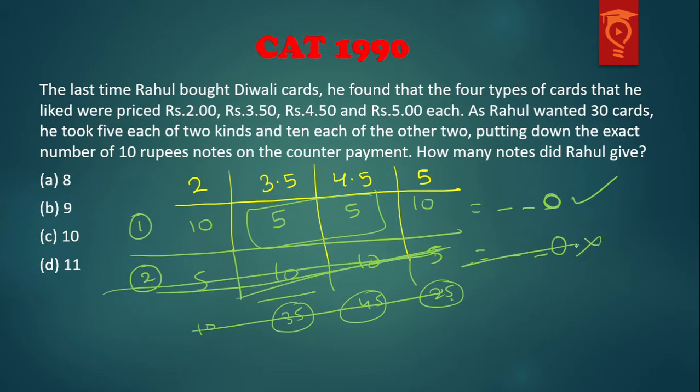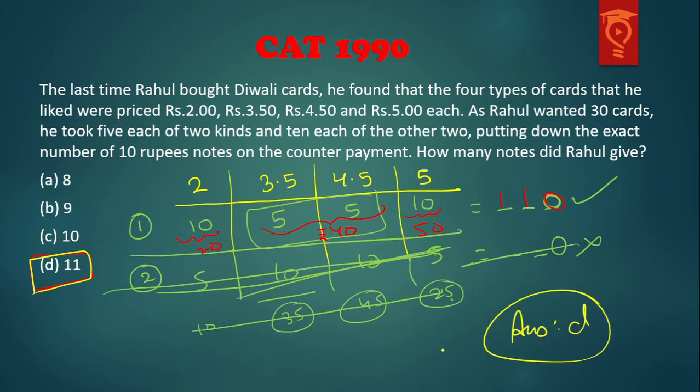So there is only one possibility, that you take 5 cards each of 3.5 and 4.5 rupees and 10 cards each of 5 rupees and 2 rupees. So how many notes did Rahul give? For that you have to find the amounts. These together are going to make 40 rupees. This is 50 rupees and this is 20 rupees. So the amount is 110 rupees. So 11 10-rupee notes are going to be used by Rahul. So answer option D. Alright, moving to the next question.